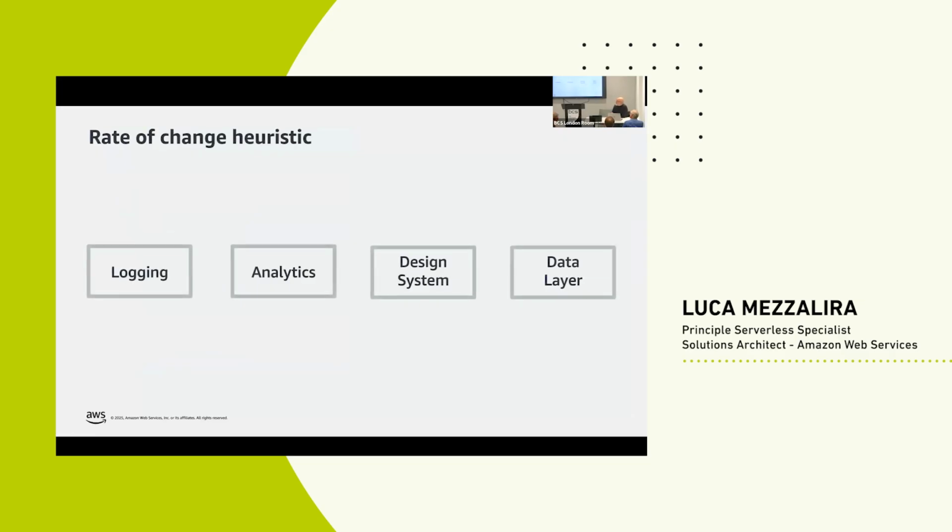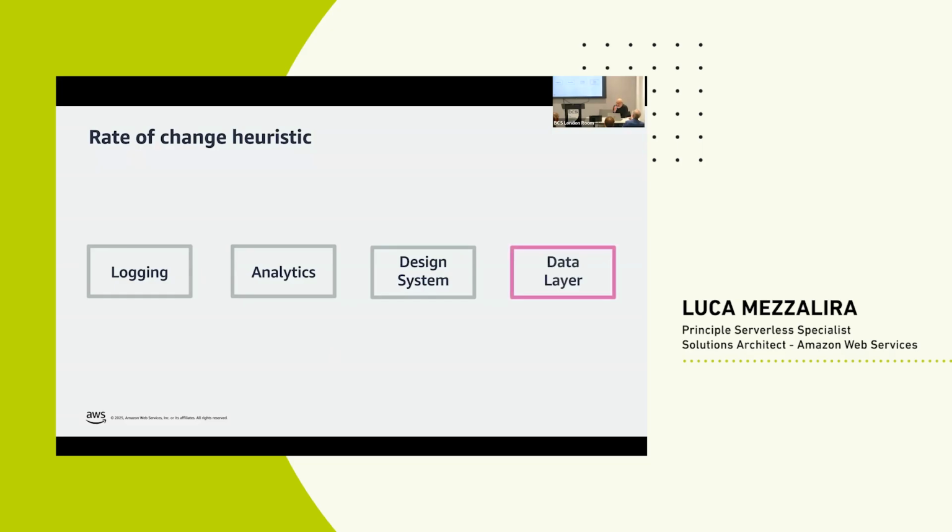So a classic example is this. We have 4 libraries, right? We have logging, analytics, design system, data layer. Which one, in your opinion, shouldn't be a shared library? Any guess? Shouldn't be a shared library, so a library that is shared across multiple micro-frontends. Data layer? Data layer. Bingo.